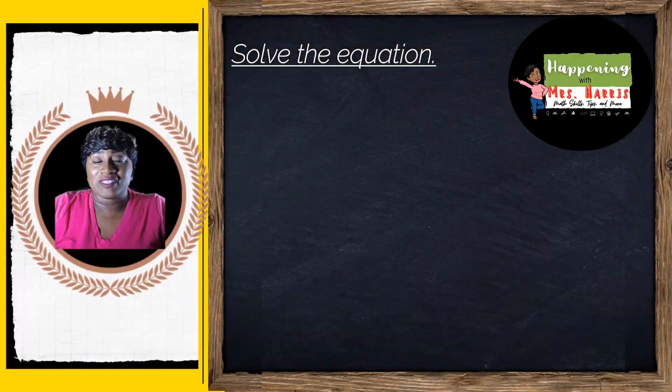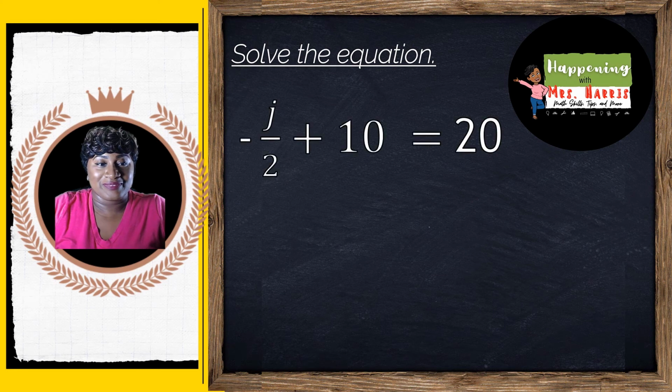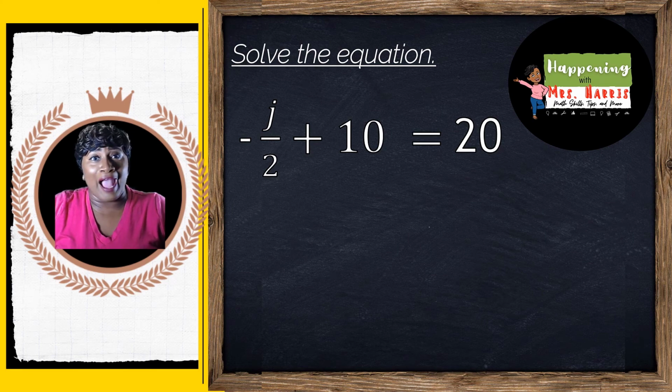Number 4, solve the equation. Negative j over 2 plus 10 equals 20. Think you can solve it? I know you can. Let's go.